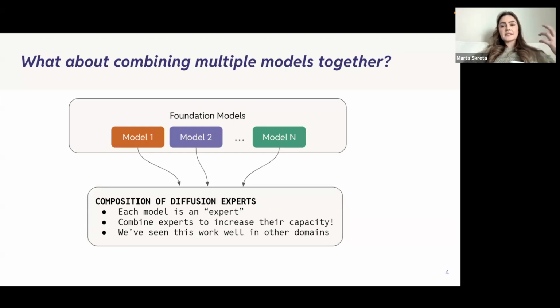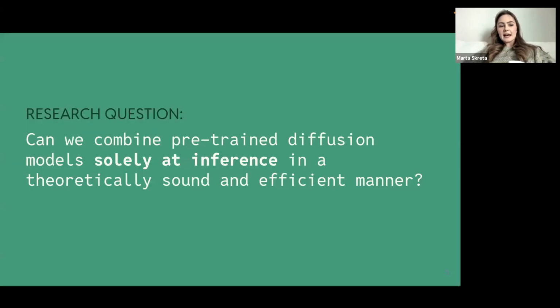And we've seen this in many different subfields, such as we've seen this a lot in LLMs, for example, mixture of experts, where we choose which model to use at what time, and also in general, different types of ensembling where we can have things like products of experts, where we combine the outputs of different models together. So the question that we wanted to ask is, can we combine pre-trained diffusion models solely at inference, so without needing to retrain anything, in a way that is theoretically sound and efficient?